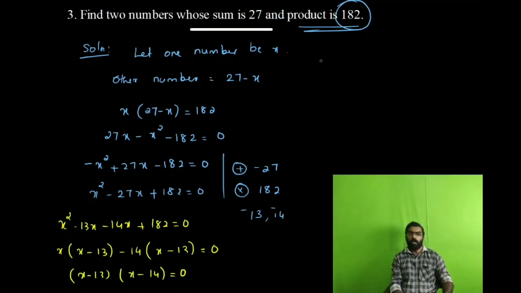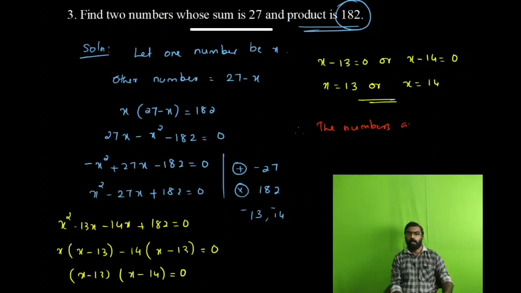Now we can equate each factor to 0, that is x minus 13 equal to 0 or x minus 14 is equal to 0. From this we get x equal to 13 or x equal to 14. So what we can conclude is, therefore the numbers are 13 and 14.